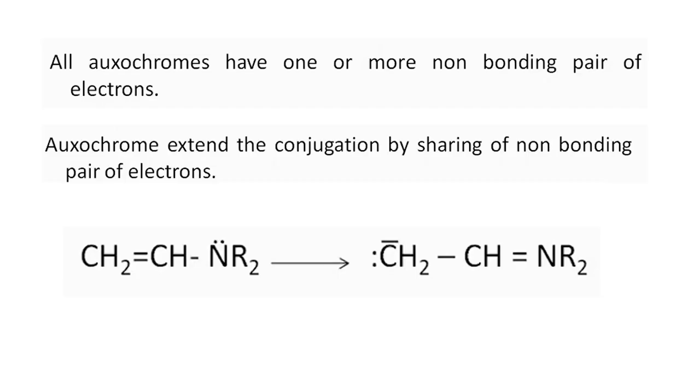Auxochromes exhibit a shift of lambda max to the longer wavelength, as well as an increase in the intensity of the absorption maxima. The lone pair electron is the mandatory condition for an auxochrome, and this lone pair electron takes part in conjugation, and for this reason the lambda max or intensity of the absorption will be increased. That means conjugation is the key factor for an auxochrome.